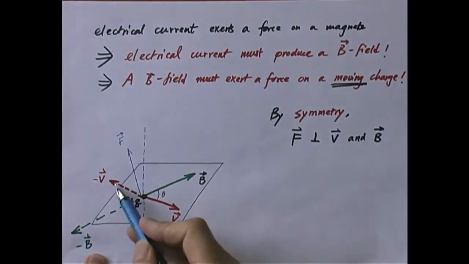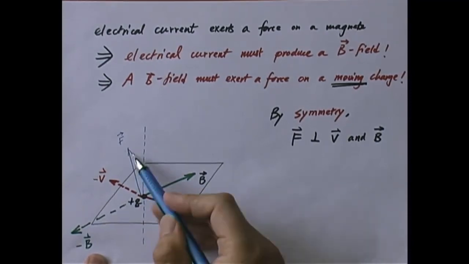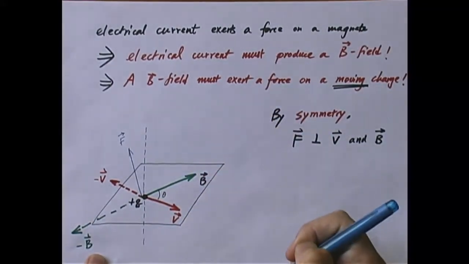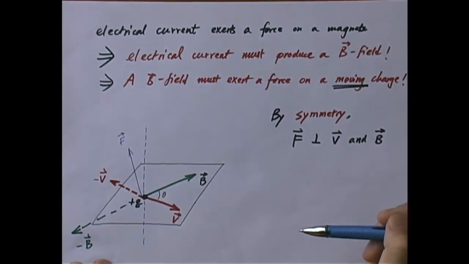But what if you reverse both of them simultaneously? Now what? If you reverse both of them simultaneously, then the force will be reversed twice, going this way and going back, right? So what happened to the force? Nothing. As a result of reversing both B and v, the force should be the same, to retain the same direction. It should be the same force.